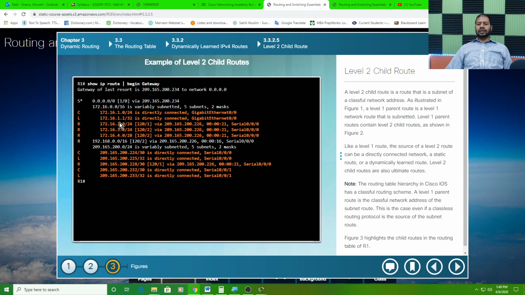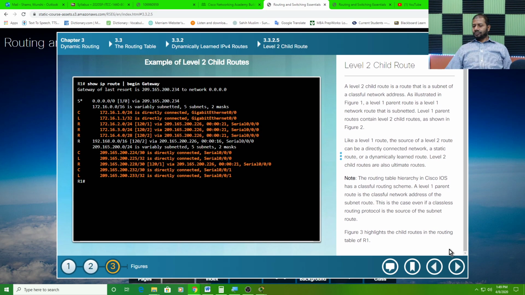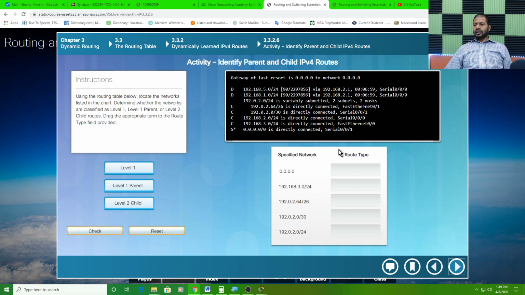Here, all the orange highlighted ones are child routes, level 2 child. Okay. Now, let's look at this activity and what they're asking us to do. Instruction: using the routing table below, locate the networks listed in the chart. So here's the routing table, and we're going to locate these routes. Determine whether the networks are classified as level 1, level 1 parent, or level 2 child.